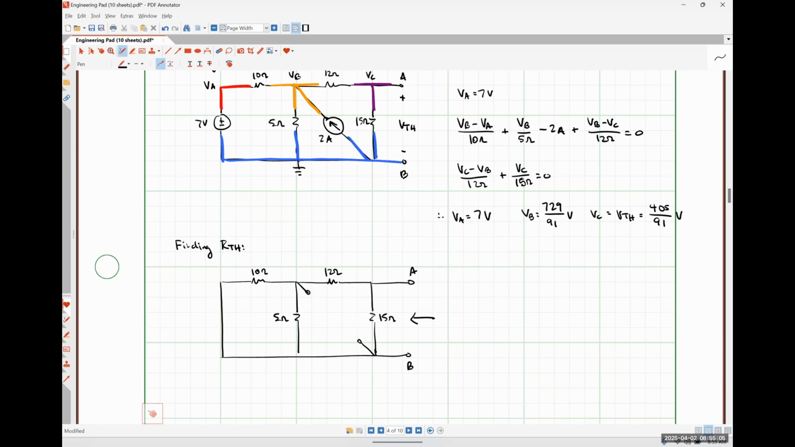So what are your thoughts on what this resistance is going to look like? So I heard somebody say 12 in series with 15, and I already disagree. Work our way from left to right. Okay, so 10 in parallel with 5, in series with 12, and all of that is in parallel with 15.